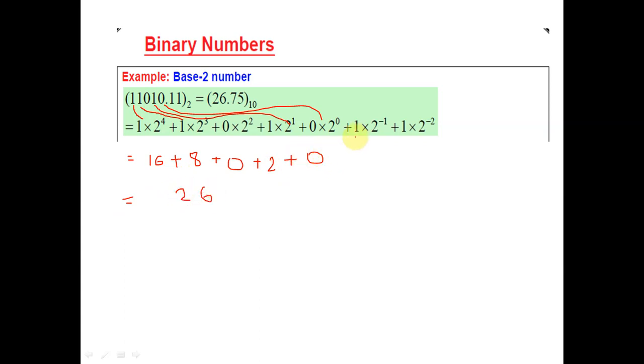Now this is the fraction part, after the decimal point. 1 into 2 raised to minus 1 is nothing but 0.5, and 1 into 2 raised to minus 2 is nothing but 0.25. So the total is 0.75. This is the total answer of this equation.